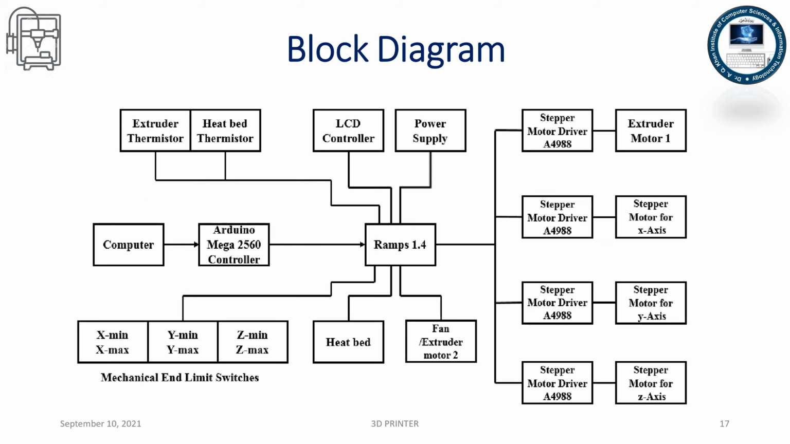Diagram of our project: we use a total of 5 stepper motors, one each for X axis, Y axis and extruder. We use two stepper motors for the z-axis. We also use an LCD controller, and we have two heating elements. One is the heated bed and the other is the hot end. We use two thermistors, one for the heated bed and one for the hot end. We use three mechanical limit switches. All these components are connected to Arduino Mega through the RAMPS 1.4 shield.